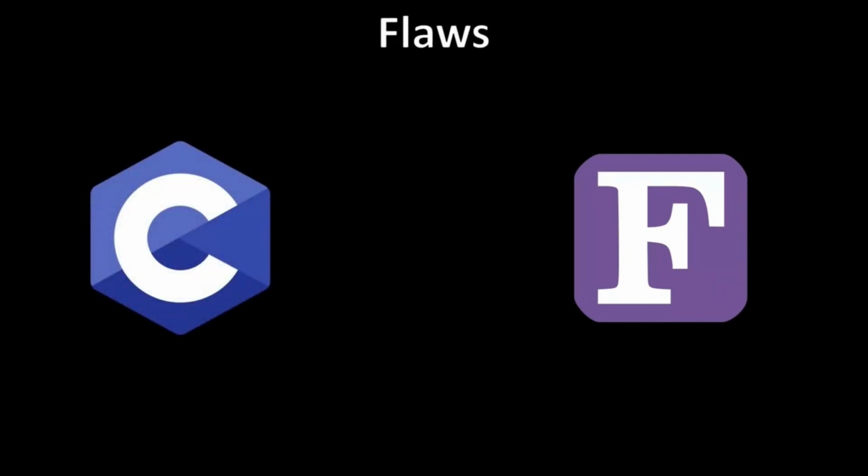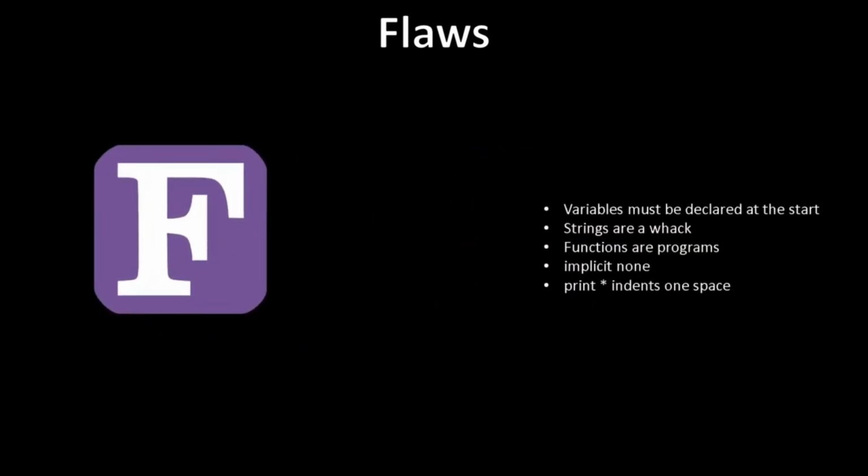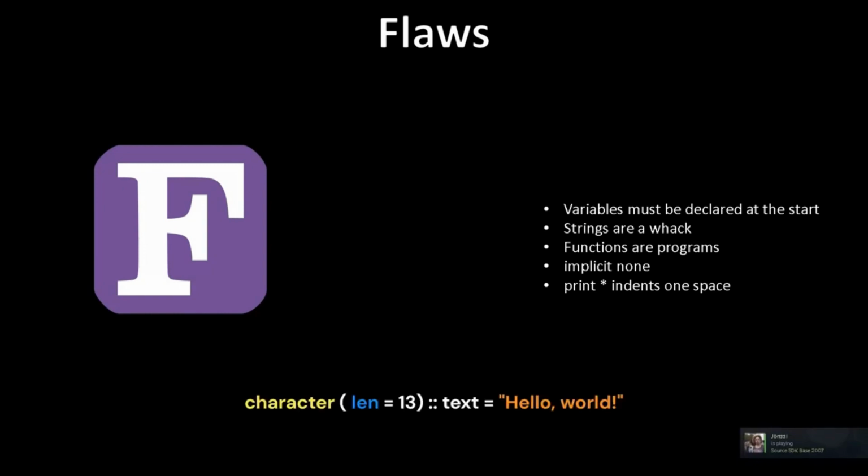And onto the flaws. C doesn't have any flaws except for manual memory management if you are a soy boy. When it comes to Fortran, variables must be declared at the start of the program. This is kinda whack, not gonna lie. Strings are whack. They are characters with a length, and I'm just going to say that the syntax to declare strings is pretty goddamn weird.